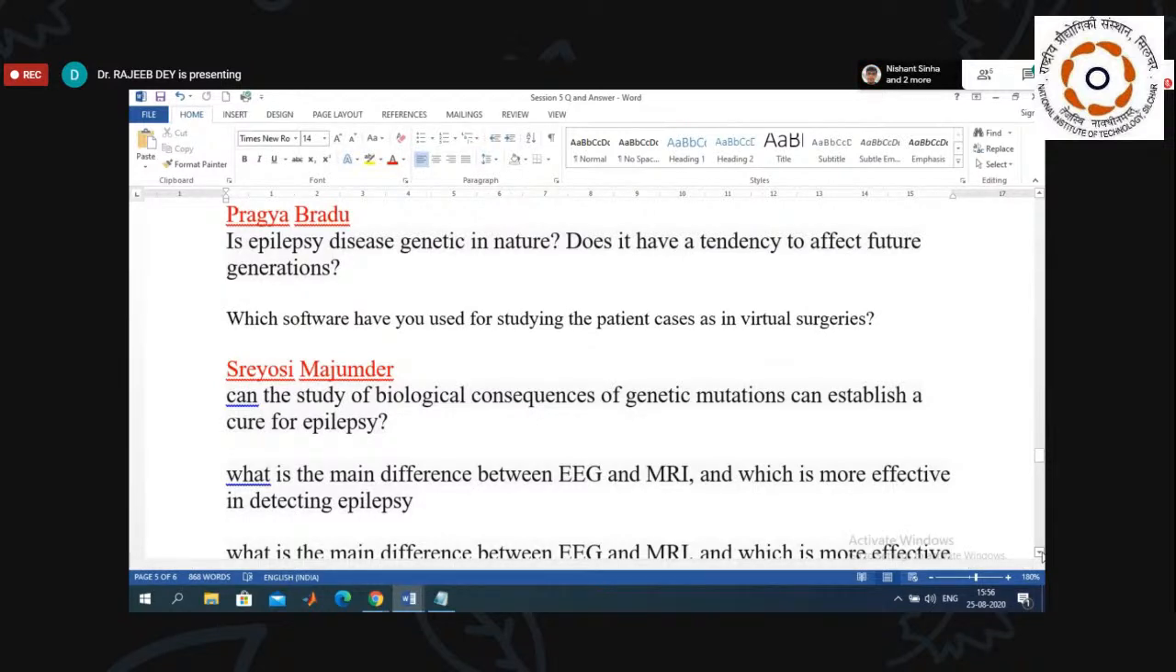Is epilepsy a genetic disease? There are two types of epilepsies. There is some genetic basis to epilepsies. Epilepsy can also be acquired as a result of injury, and the incidence of that happening at an older age is higher. But some epilepsies are definitely genetic in nature, and hence the name genetic generalized epilepsy. If it is genetic, then it depends whether the genes are expressed or not, as not all genes are expressed in the offspring.